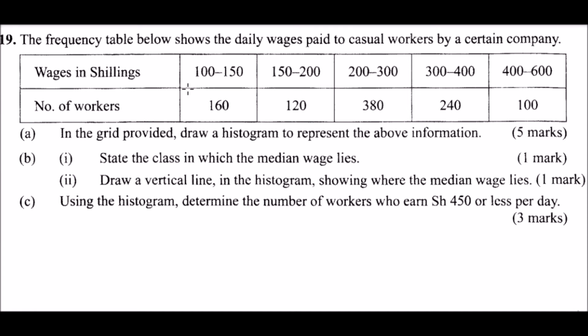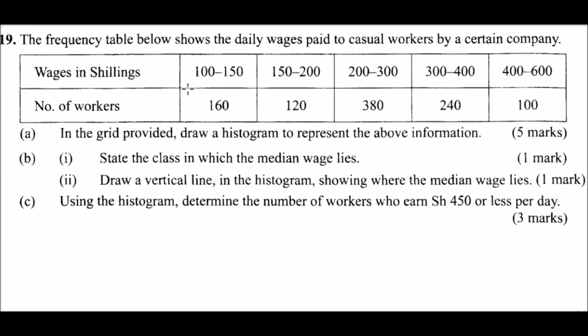We are told in the grid provided, draw a histogram to represent the above information. So a histogram is drawn like a bar chart, but often has bars of unequal width, like we have here. It is the area of the bar that tells us the frequency in the histogram, not the height. So since we are given the number of workers, we are going to prepare a table that is going to help us to draw the histogram.